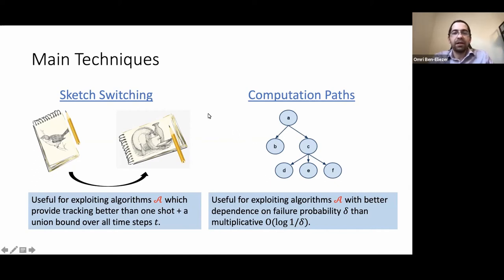Basically the main idea is that through a careful analysis of changes along the stream, we can conclude that running just the same algorithm but with very small delta is enough to make the algorithm robust. All that it takes to make the algorithm robust using this technique is just to run it with a very small delta. And the question is, what delta is enough for that? Another technique that we will see in a bit more detail is the sketch switching technique, which keeps multiple copies, we'll see it soon. It's more suitable when we have algorithms that provide tracking in a more efficient way than the naive one of having an algorithm that we know is correct at one point, and running a union bound over this kind of idea.